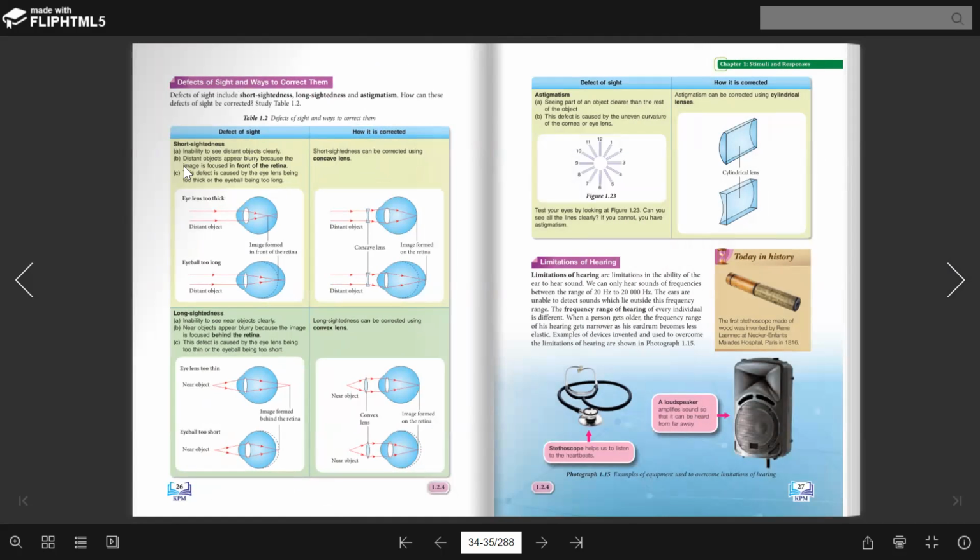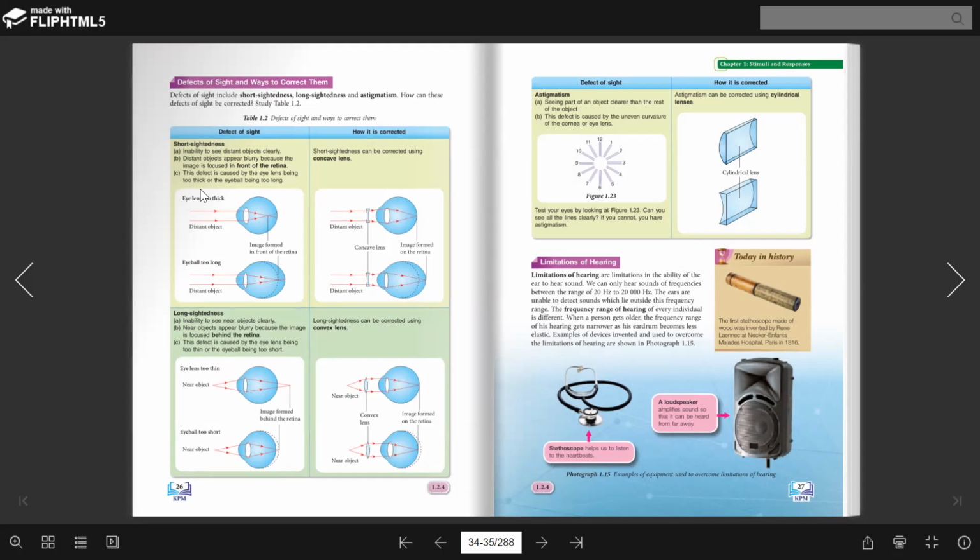The next one, some of you have asked me to reteach this, but it's all right, I will tell you right now. Defects of the sight and ways to correct them. There are two types of defect of the sight. The first one is short-sightedness, and the next one is long-sightedness. Short-sightedness, in Malay, we call it rabun jauh. Long-sightedness, in Malay, we call it rabun dekat. This is rabun jauh, this is rabun dekat.